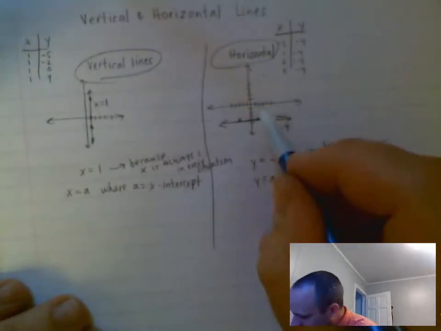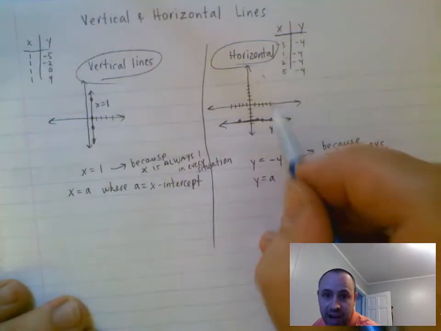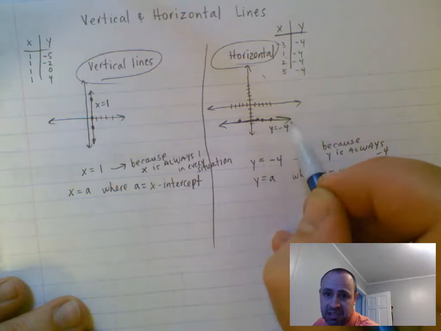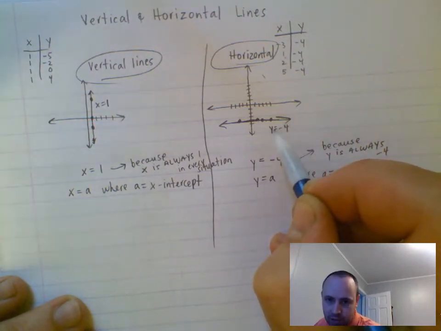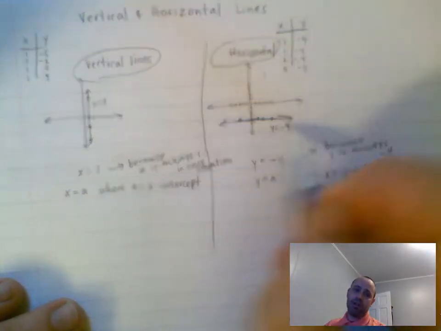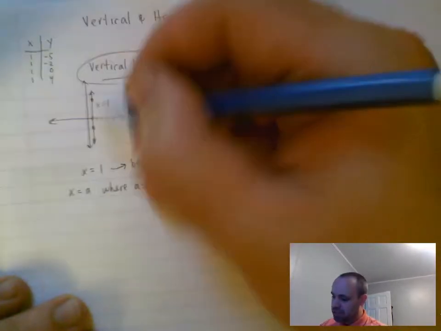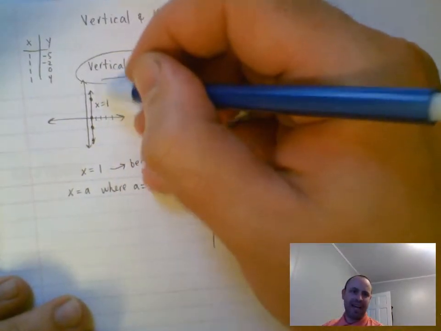So over here, when x is 2, y is -4. When x is 5, y is -4. So y is always the same. So y equals, because it's always the same, -4. Same as over here.